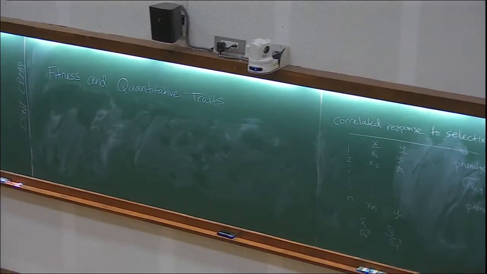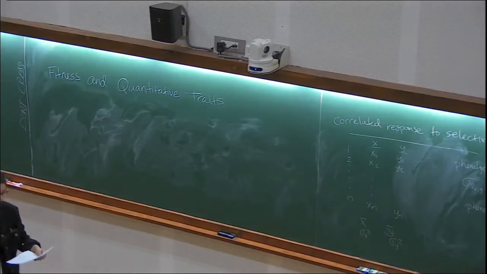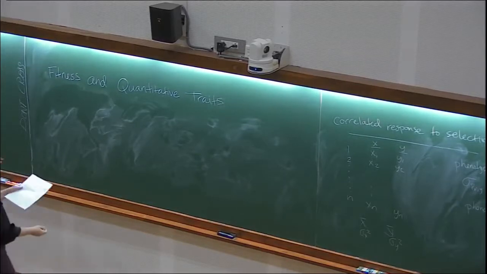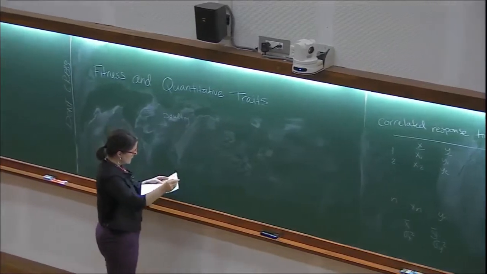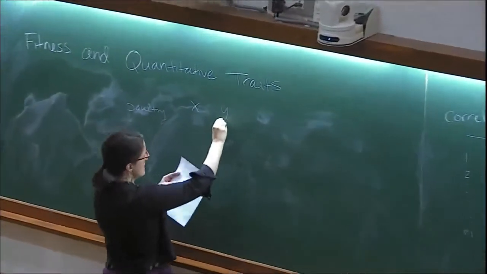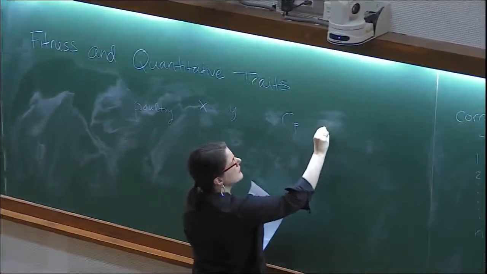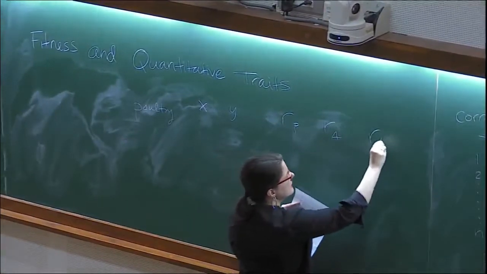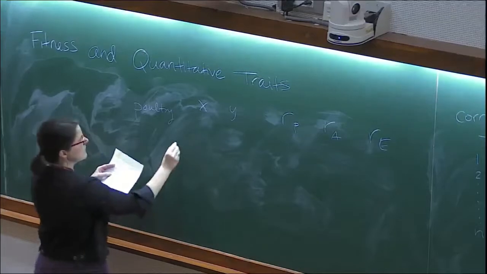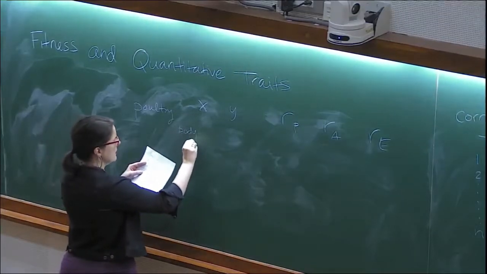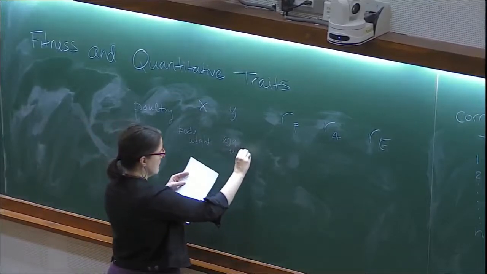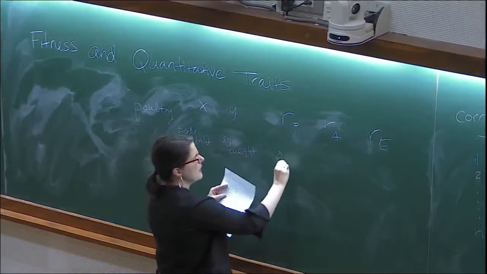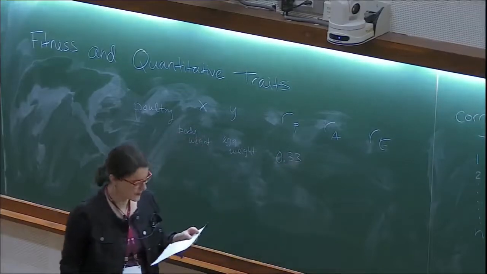I don't know if there's a typical situation, but where people have looked, they have found values for all of these things. So I have a few examples. One of them is from poultry, chickens. So here's X, here's Y, RP, RA, and RE. And so body weight and individual egg weight. And I don't think you'd be too surprised to find that these are positively correlated phenotypically.